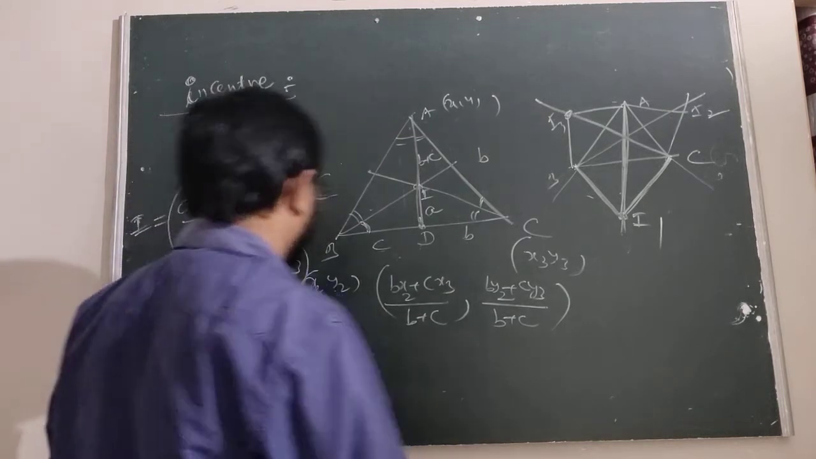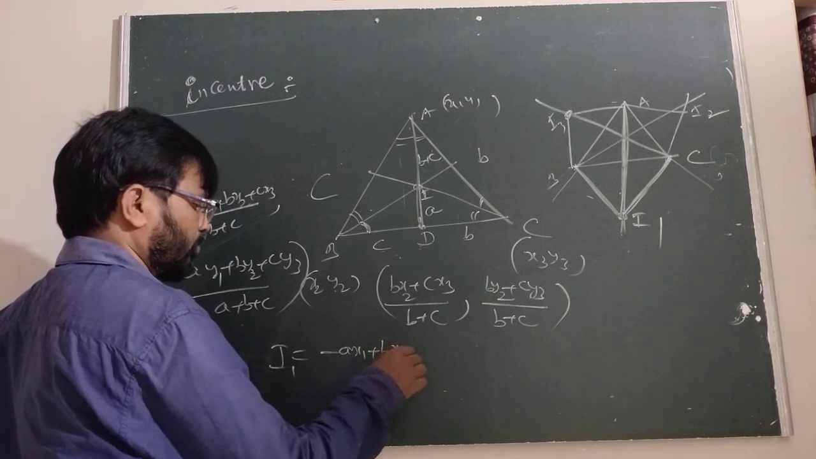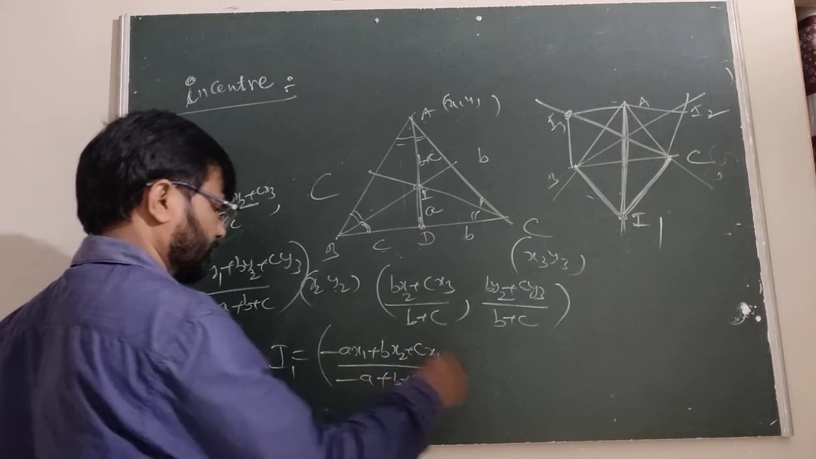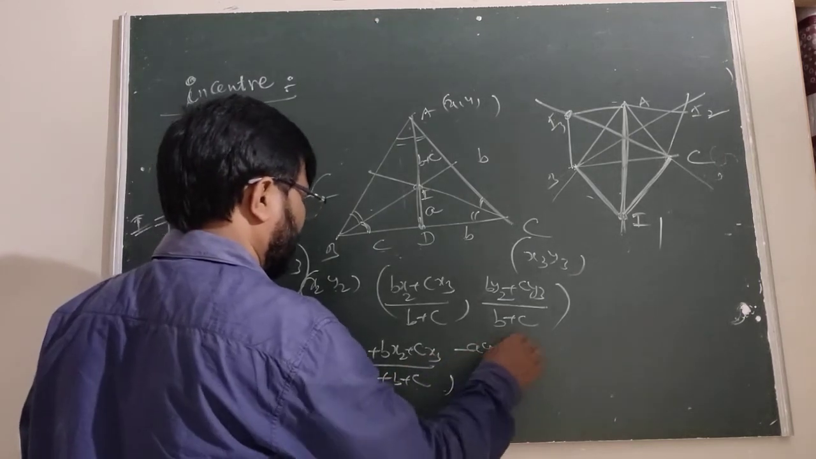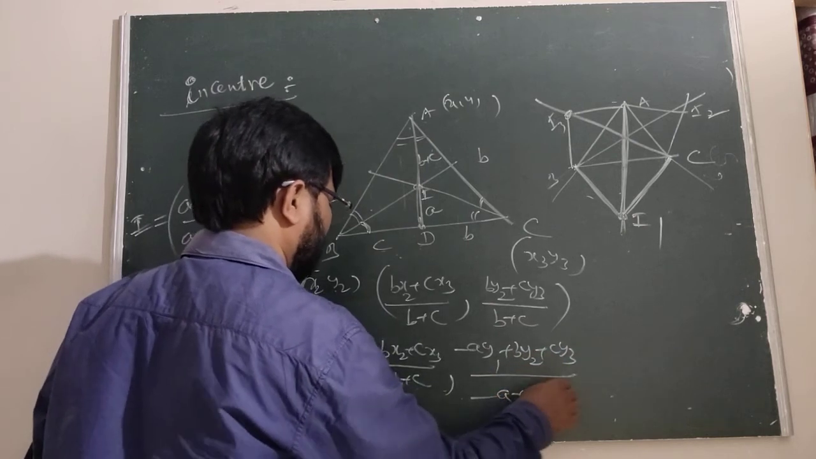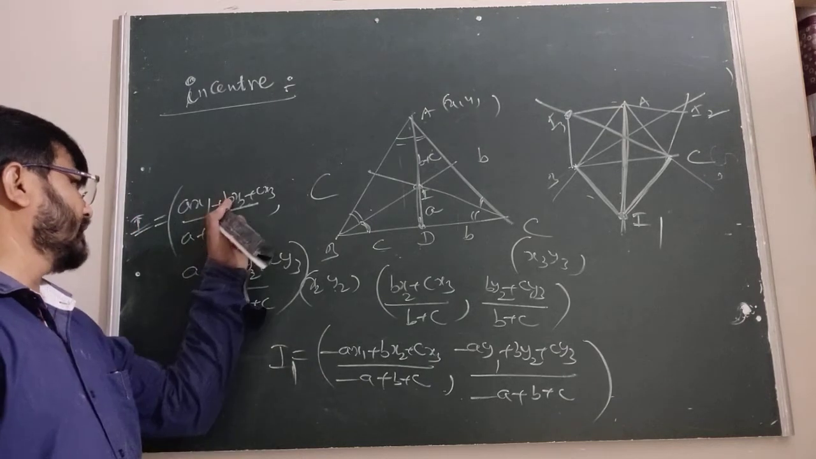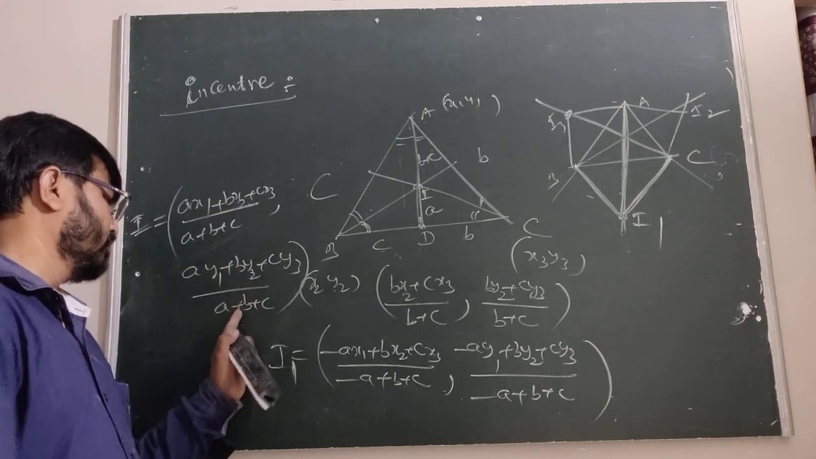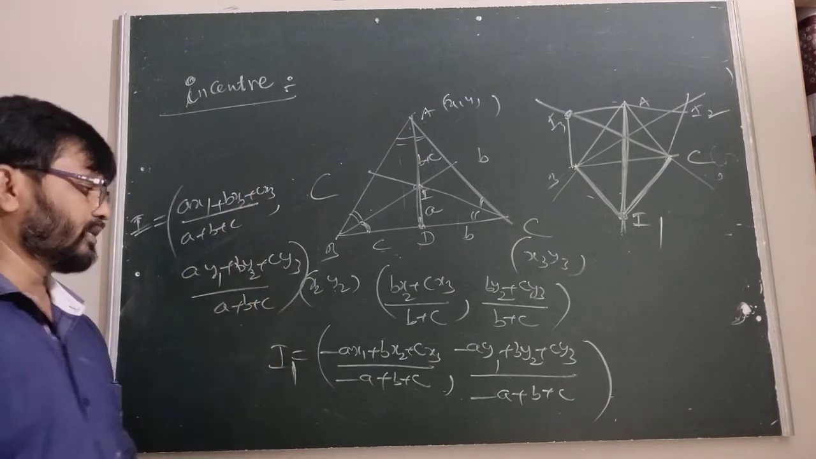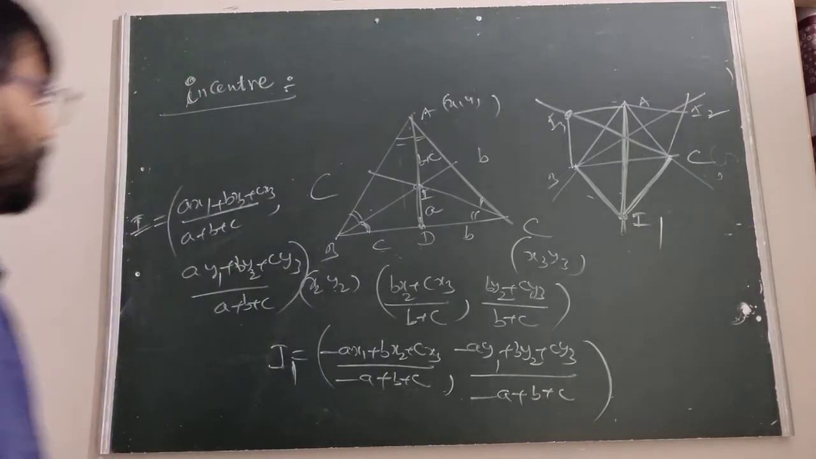Therefore, we can write I1 as ((−a·x1 + b·x2 + c·x3)/(−a + b + c), (−a·y1 + b·y2 + c·y3)/(−a + b + c)). Similarly, I2 is obtained with −b in place: (a·x1 − b·x2 + c·x3)/(a − b + c) and likewise for y, and I3 with −c: (a·x1 + b·x2 − c·x3)/(a + b − c) and likewise for y. These are the excenters.